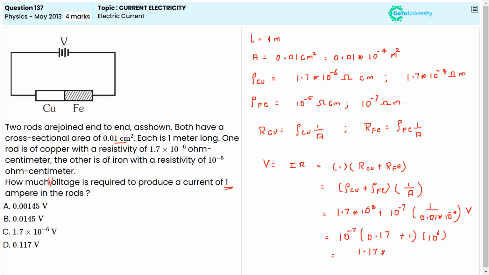Then our answer is 1 plus 0.17, which is 1.17 times 10 to the power of minus 1. If I remove this 10 to the power of minus 1 and write in terms of decimal, the voltage is equal to 0.117 volt. Then option D is the right answer here.